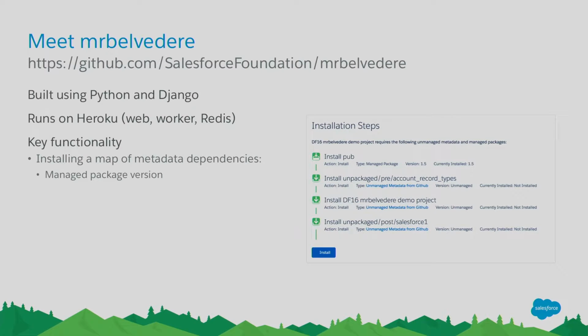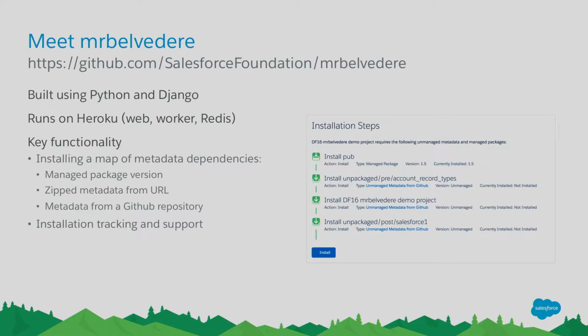The first is a managed package version. So you know the namespace and a version number of a managed package you want to install. The second is zipped metadata that you've got hosted at a URL somewhere. So you just have a zip file that has a package XML and metadata inside of it. And finally, which we're going to look at in the demo today, is metadata from a GitHub repository. So you can actually serve up any branch from a GitHub repository and make that available for installation.